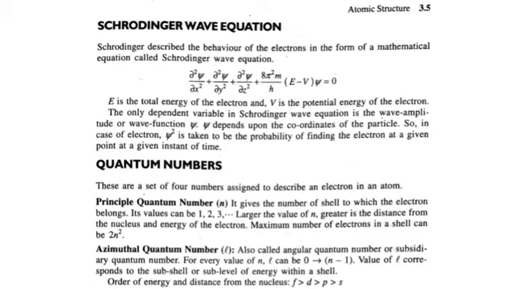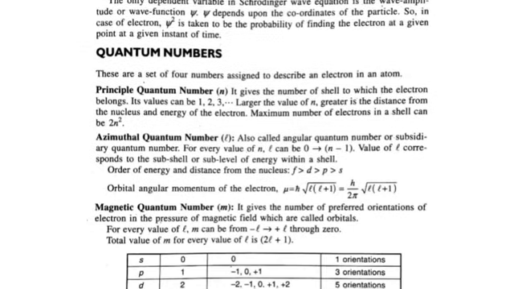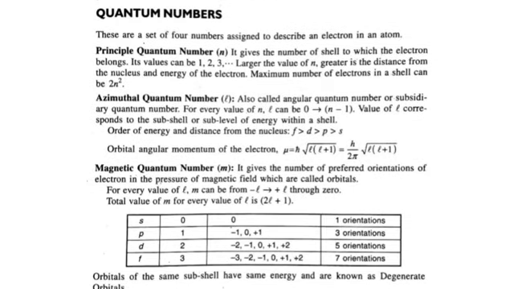Azimuthal quantum number, l, also called angular quantum number or subsidiary quantum number. For every value of n, l can be 0 to n minus 1. The value of l corresponds to the subshell or sub-level of energy within a shell. So the order of energy and distance from the nucleus is f greater than d greater than p greater than s, meaning f has the maximum distance from the nucleus, less is d, less is p, and the nearest is s.